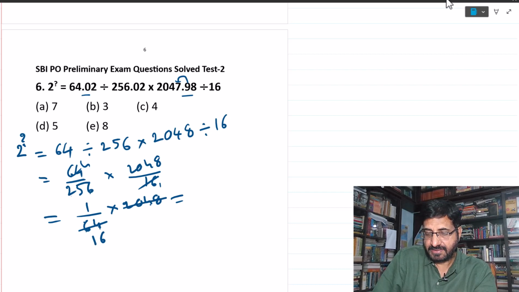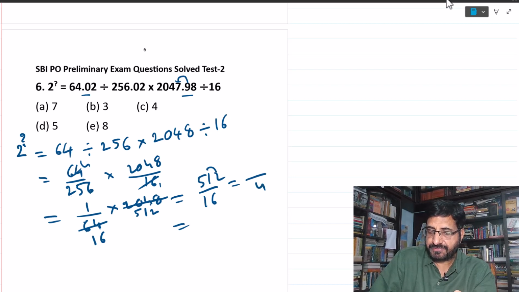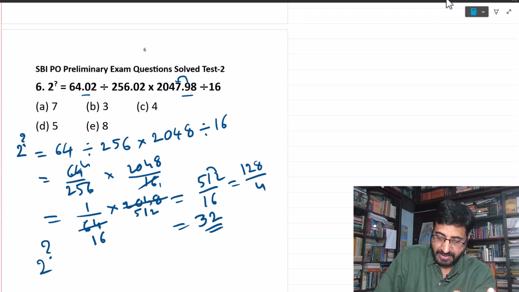16 4s are 64, and 4 5s are 20, then 48, 4 1s are 4, then 4 2s are 8. Now you have 512 divided by 16. Again, see, these 2 digits are divisible by 4. Then 16 can also be divided by 4. So entire 512 is divisible by 4. Now this will become 4 4s are 16 and 4 1s are 4, 11 is there, 4 2s are 8 and 3 is remainder, it will become 32, then 4 8s are 32. Again this can be divided by 4, 4 2s are 8 and 32 you are getting. So here 2 to the power of question mark will be 32.